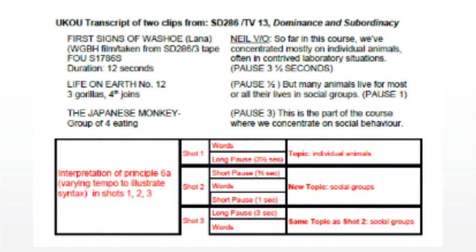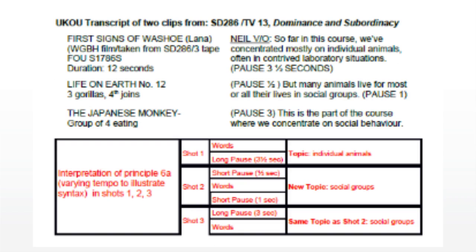Why did I do that? The topic of shot 1 is individual animals, whereas in shot 2 the topic changes to groups of animals, and that's indicated in the box below those shots written in red. And shot 3 is also about groups of animals.